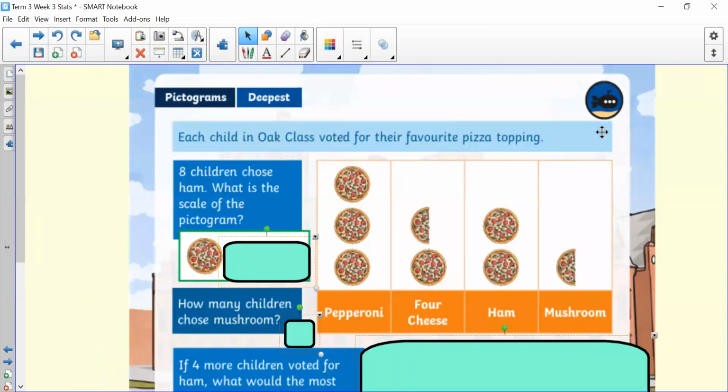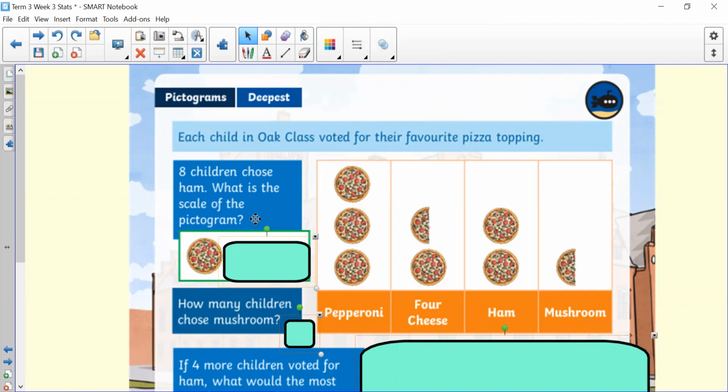Now, finally, our hardest example here, the deepest dive. So it says each child in Oak class voted for their favourite pizza topping. Okay, so I'm just going to think, right, so this pictogram is to show children in Oak class's favourite pizza topping. We've got pepperoni, cheese, ham and mushroom. Okay, now the key's not here, but that's because it's part of our first question. So it says 8 children chose ham. What is the scale of the pictogram?